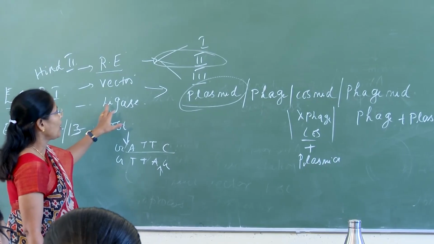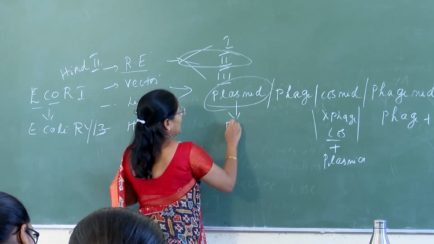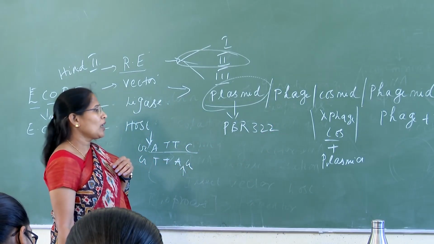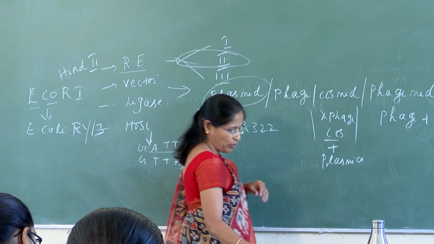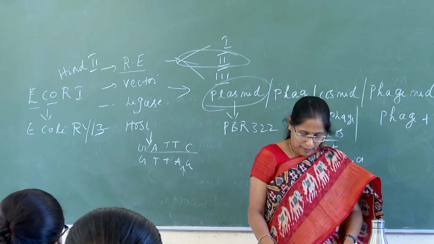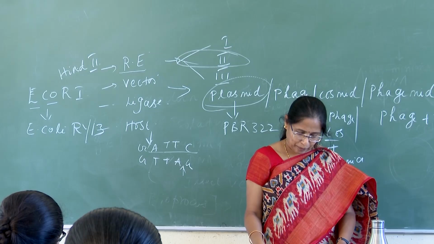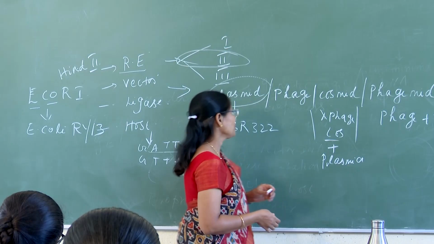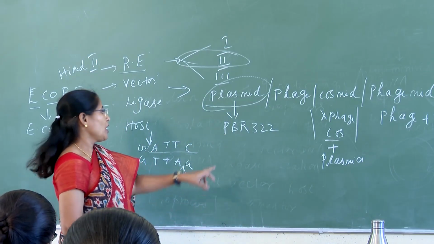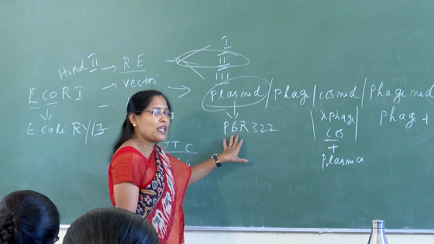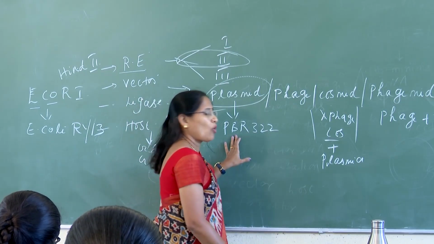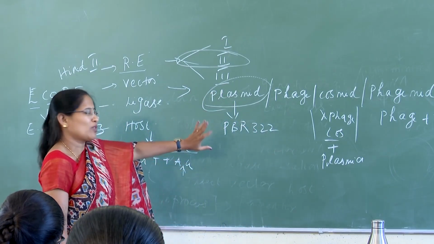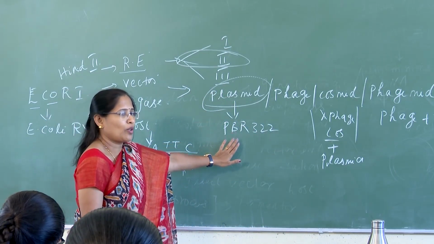Understood now? Then comes the most common vector that you are studying, plasmid, sorry, PBR322. Got it now? So what does PBR322 stand for? Plasmid, based on the scientist names Bolivar and Rodriguez, and 322 is a lab name in which it has been developed. So it is basically a scientist name based on which it has been named.